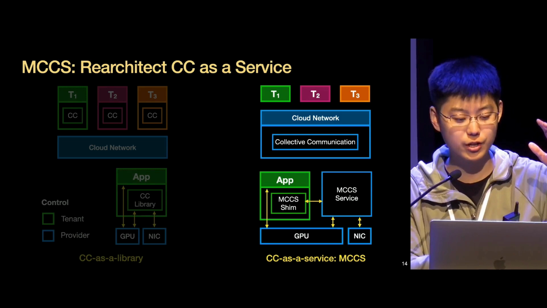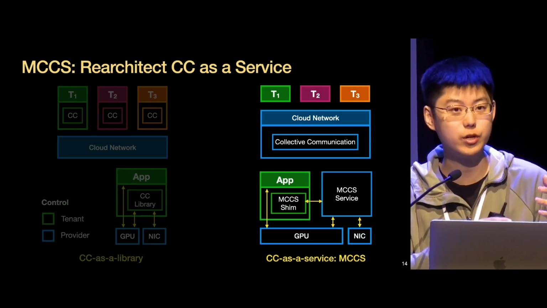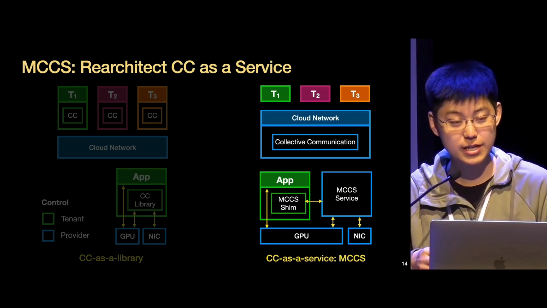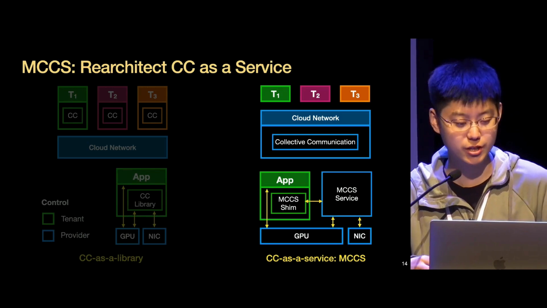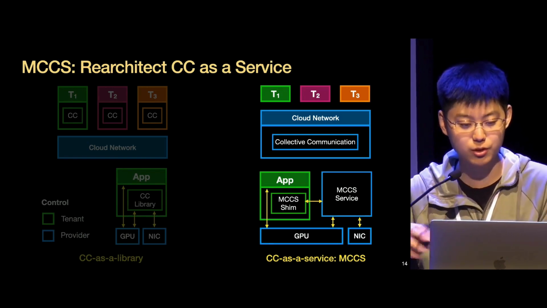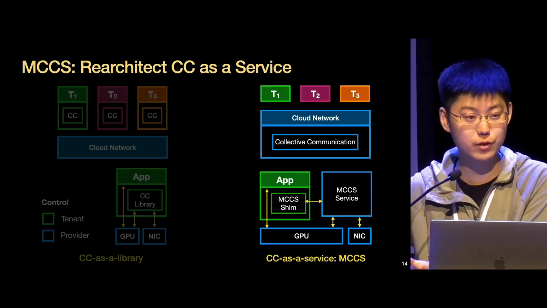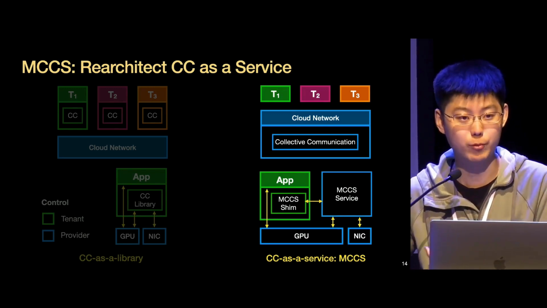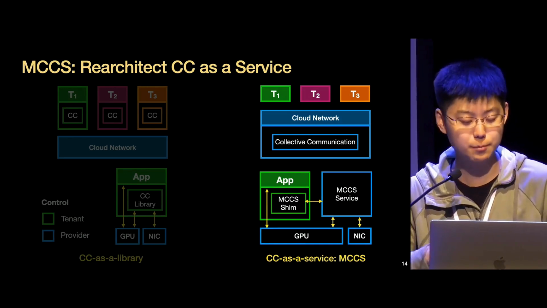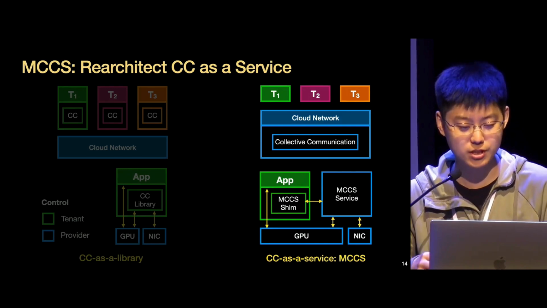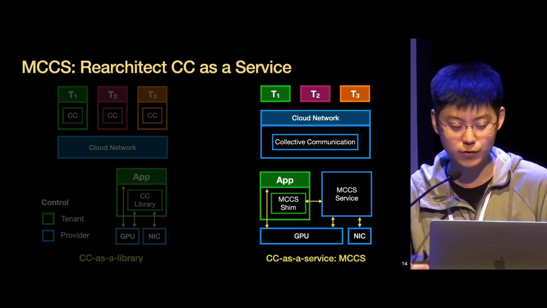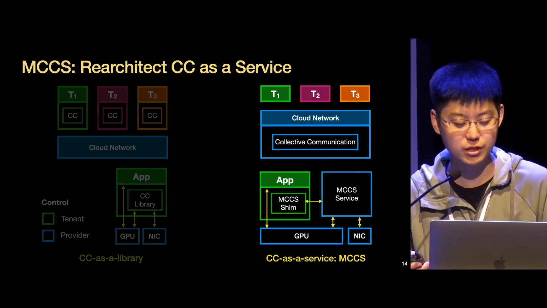We first have a shim library to replace the original collective communication library, but unlike traditional CC libraries, it does not contain any implementation of the collective algorithms. All it does is connect to an MCCS service through shared memory queues and shared memory GPU buffers. On each host, there's a single MCCS system service, which is persistent and shared across all applications. So with such a service-based approach, we can do a bunch of things that we could not do before.